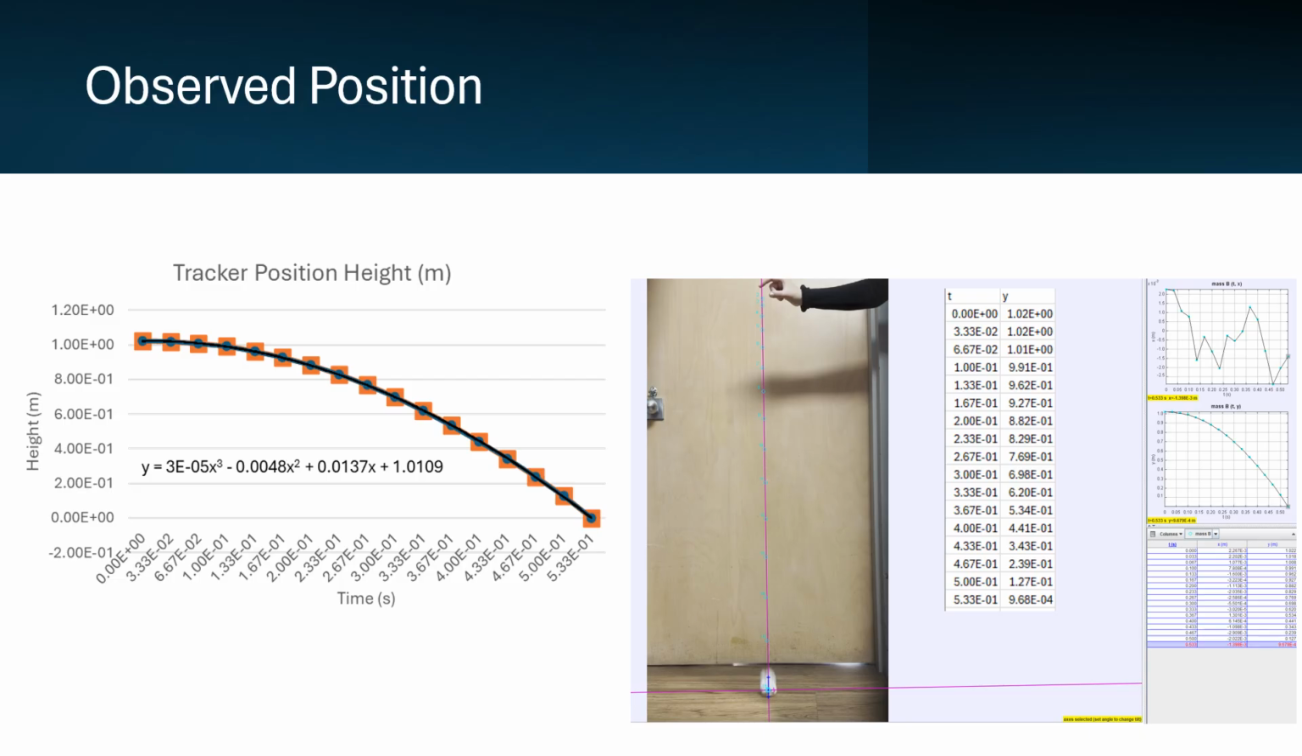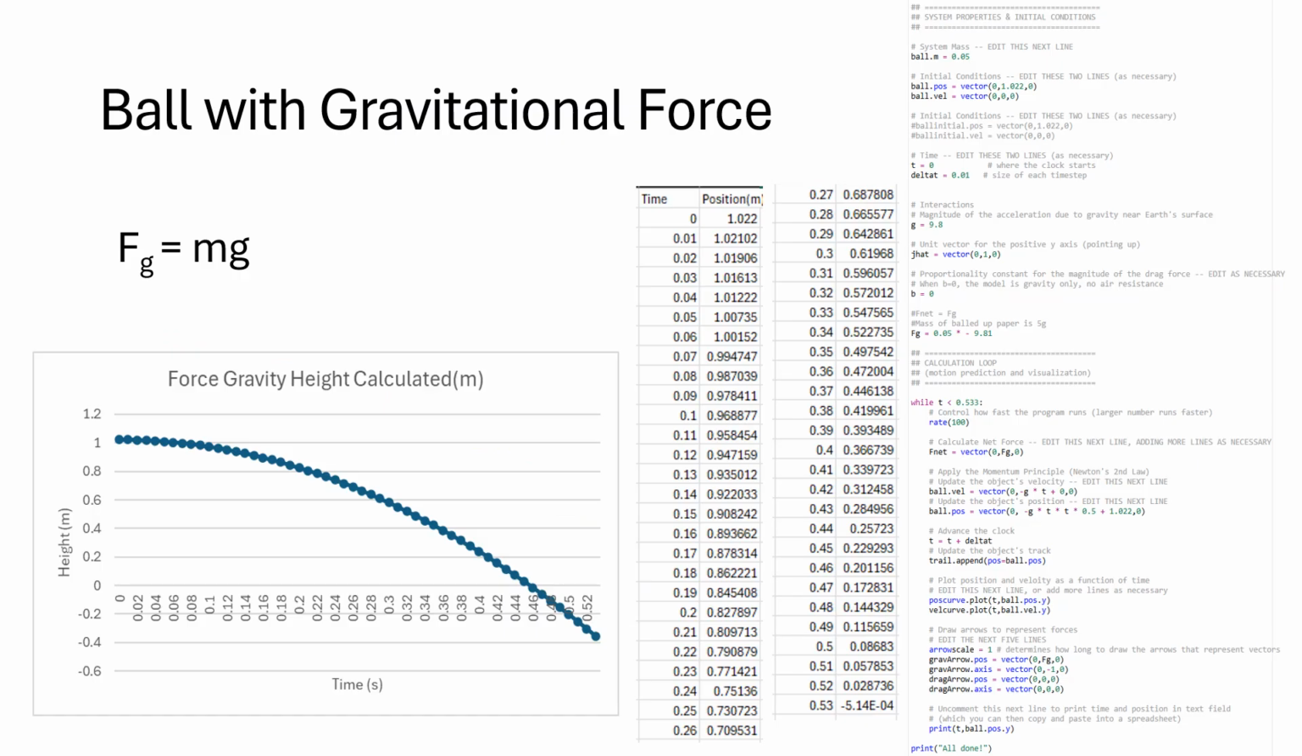Using Tracker, I plotted the position of each point at each second to get my tracked position height. This equation I have here is the polynomial curve. It allows me to get the F net at any time using the second derivative of that equation, and I have my plotted points and my curves for the Tracker position.